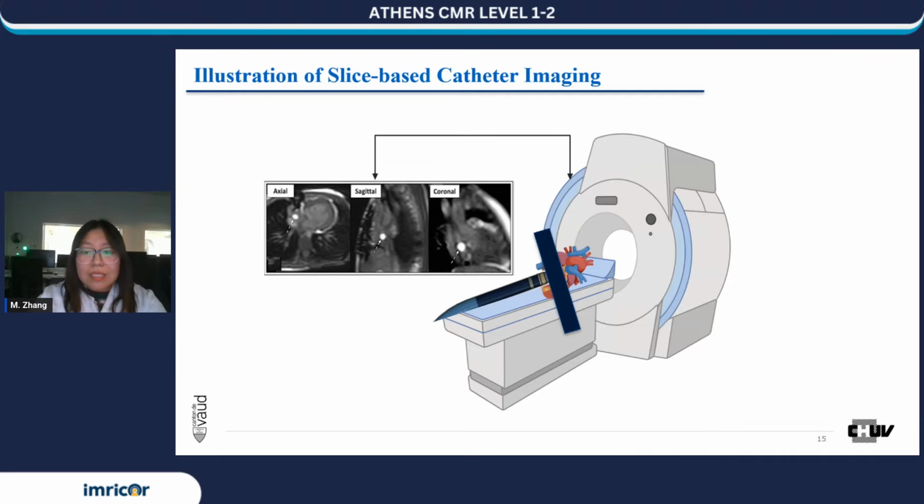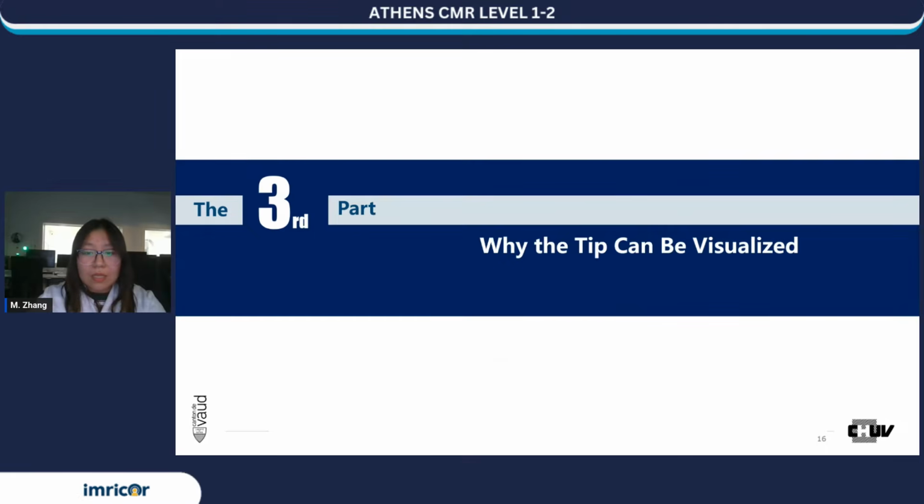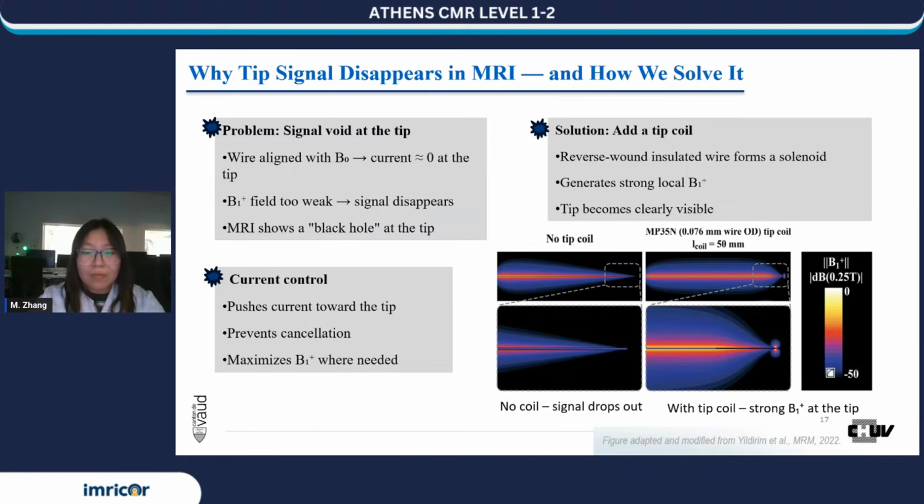This schematic illustrates how conventional catheter imaging works using slice-based techniques. The catheter tip is only visible when it's within the image slice. That means if we miss the tip, it may not be seen at all. Let's see how catheter tip imaging works.